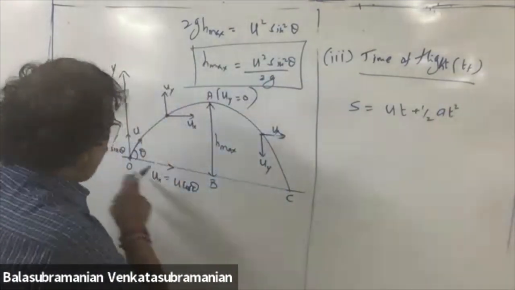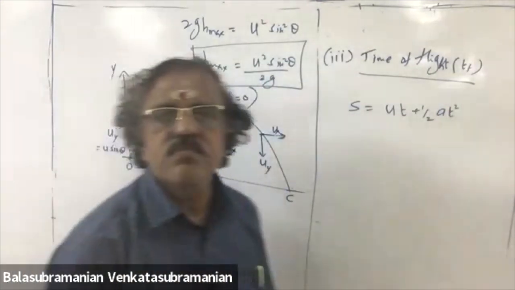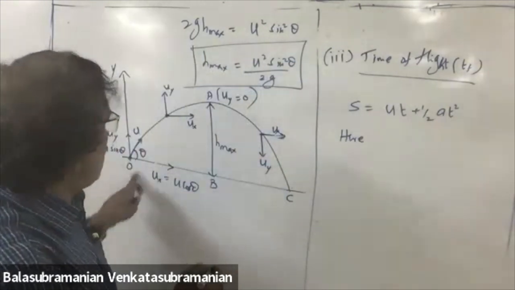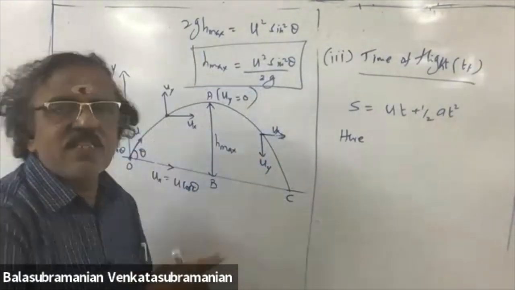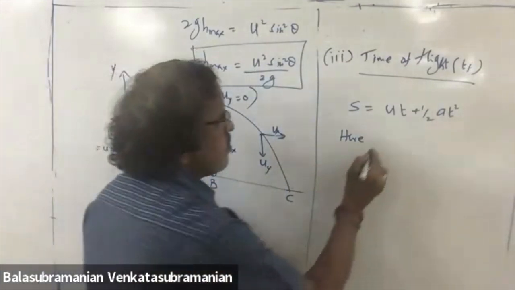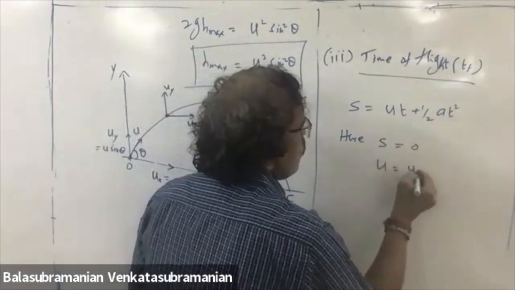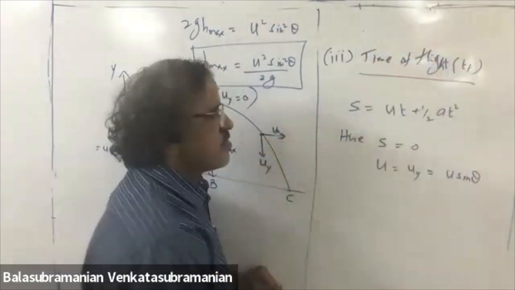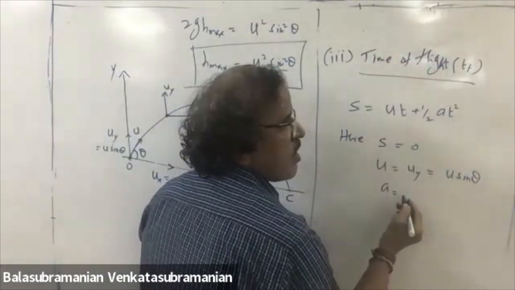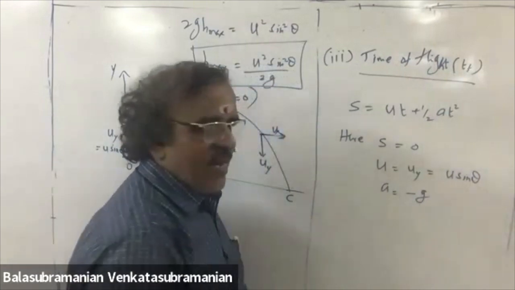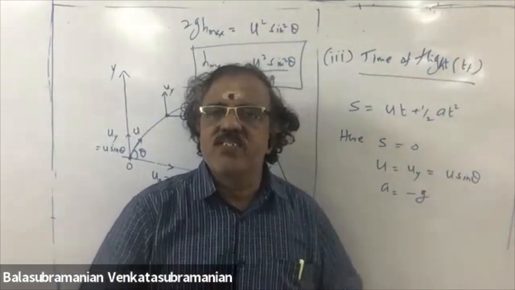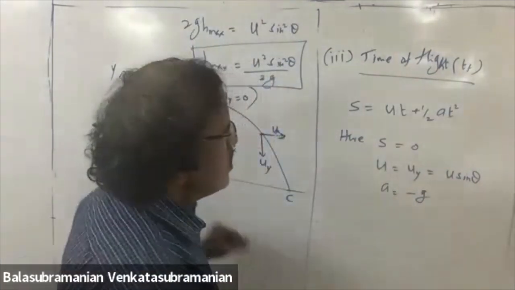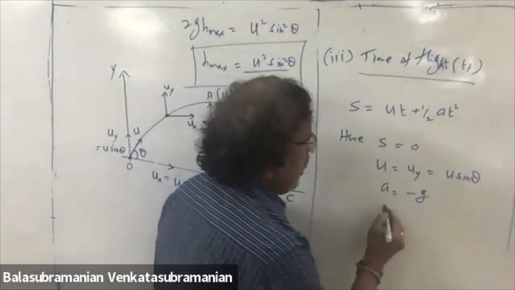You are taking the time from O to C. So here, one upward displacement, one downward displacement. These two are opposite, so the net displacement is 0. u becomes uy, u sin theta, because you are projecting against gravity. a is what? Minus g. Against the gravity means a becomes minus g. Towards the gravity means a becomes plus g. That's all. t becomes TF.